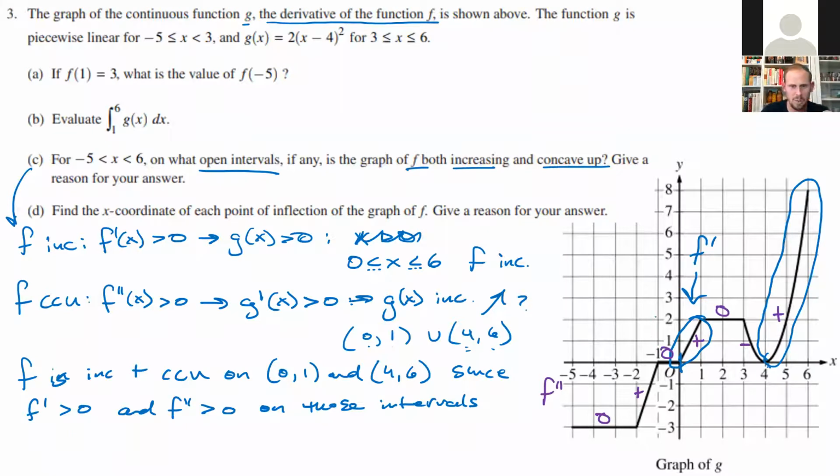Point of inflection, though, would be a point where it changes signs. So we're looking for a point where the graph of f is going to change inflections. All right, so for D, we need f double prime to change from f double prime greater than 0 to f double prime less than 0 at a point.